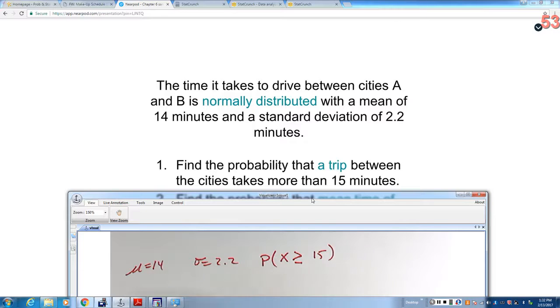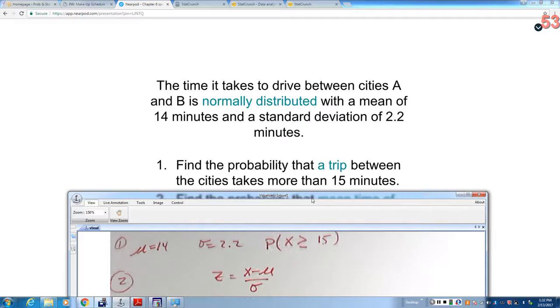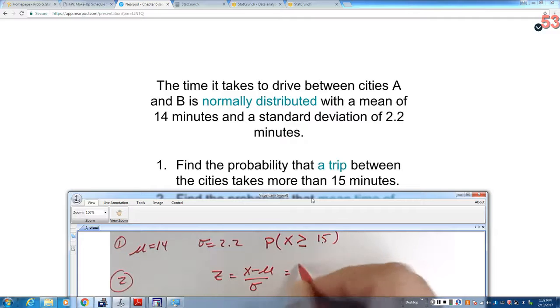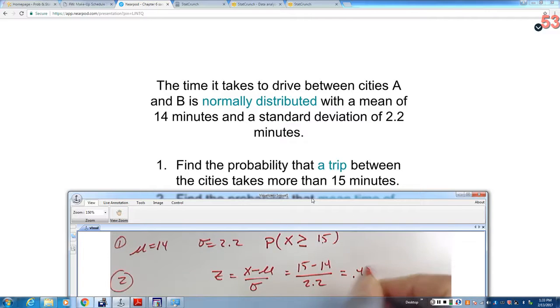First step. Now we're going to convert this into a z-score. So we have x minus the mean divided by the standard deviation. That's going to be 15 minus 14 divided by 2.2, which gives us 0.45.